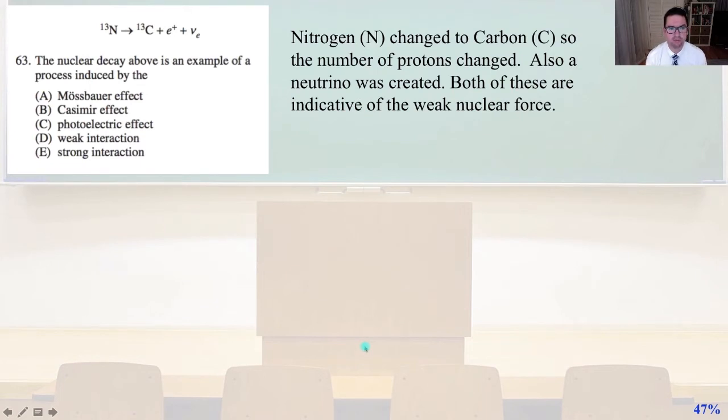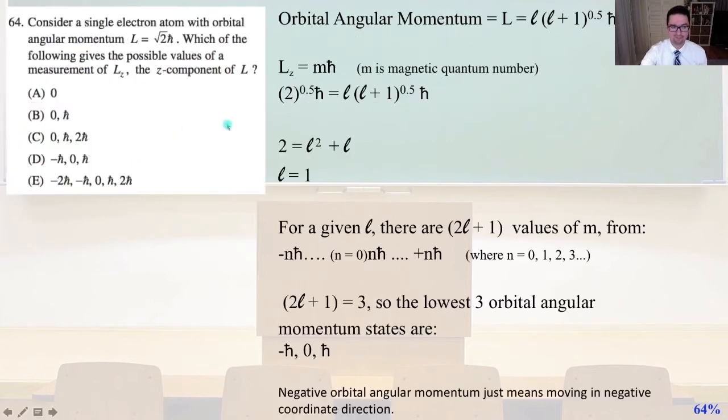63. The nuclear decay above is an example of a process induced by the... So in this case nitrogen N changed to carbon C, so the number of protons changed. Also a neutrino was created, and we can see that right here. That's our neutrino. Both of these are indicative of the weak nuclear force, and so that is answer D.